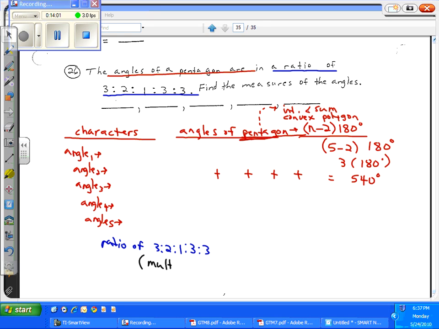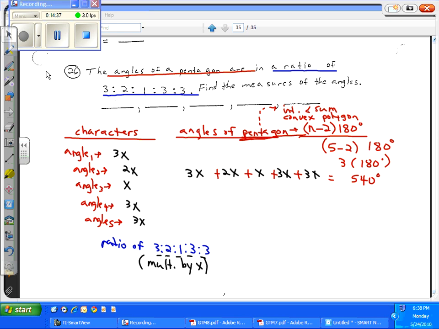To assign variables to things in a ratio, you multiply each member of the ratio by x and have only one name. So we're going to call the first one 3 times x, 3x. The next one 2 times x, 2x. The next one 1 times x, which is x. 3 times x, which is 3x. And then 3 times x, which is 3x. So the sum of those angles, which are 3x, 2x, x, 3x, and 3x, is 540 degrees.